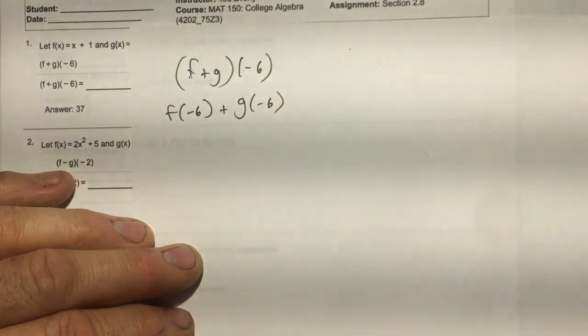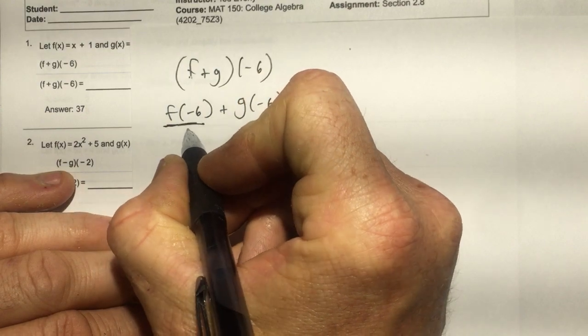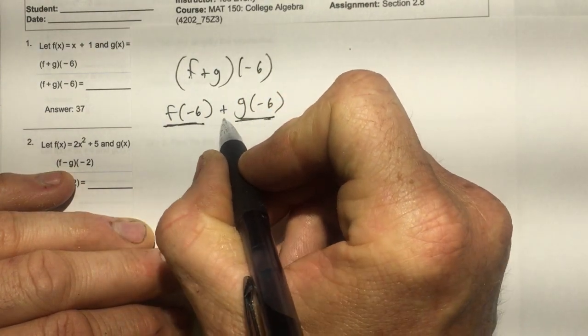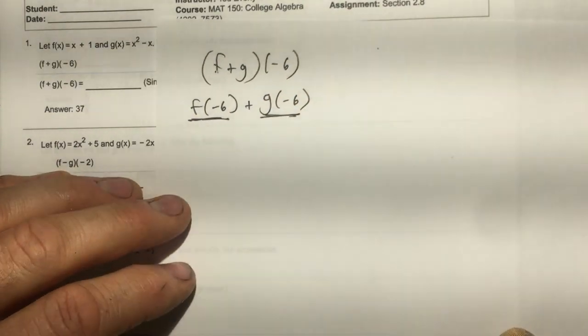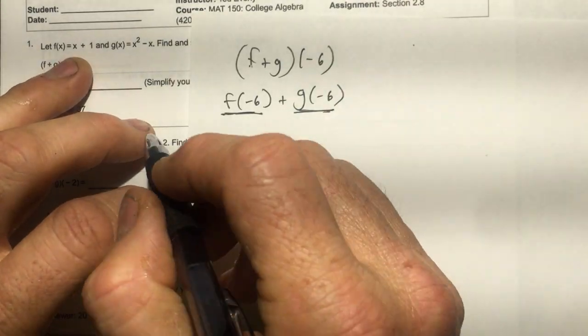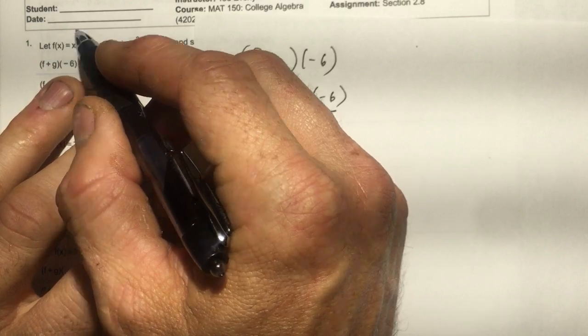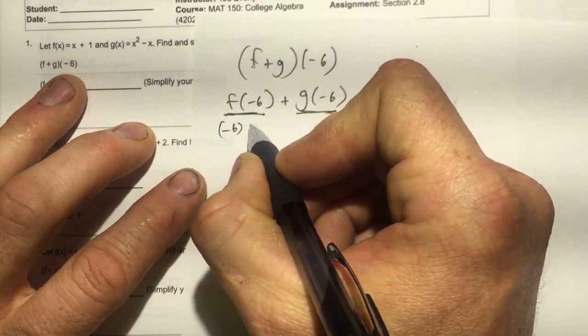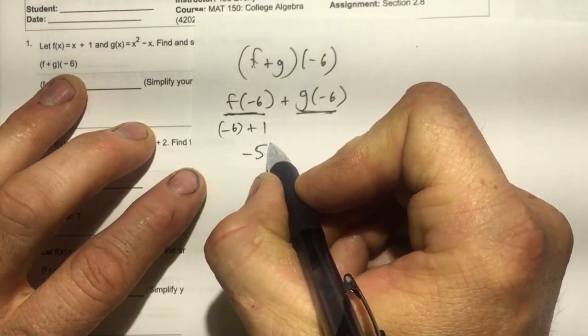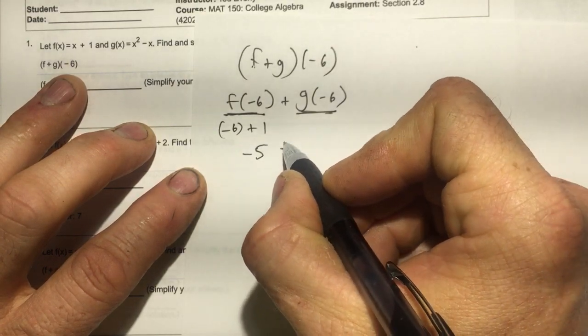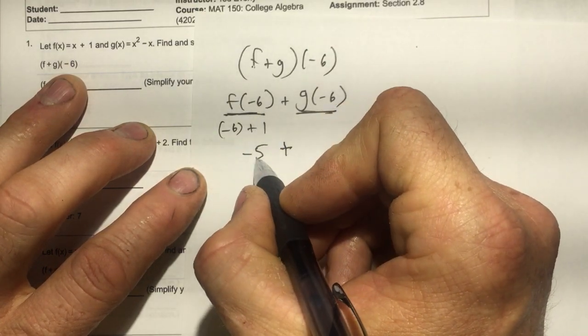So what I've got to do is find f(-6), find g(-6), and then add them together. Here are my functions. For f(-6), I put -6 in there, so that's -6 plus 1, which is -5. So there's what f(-6) is.